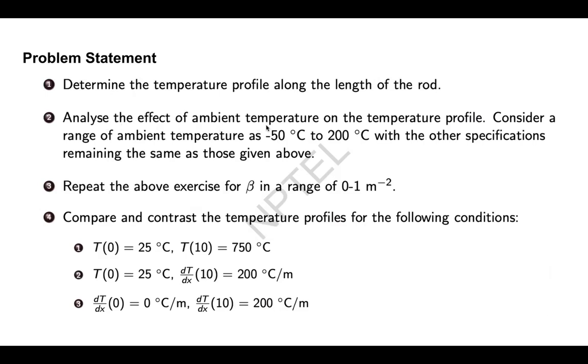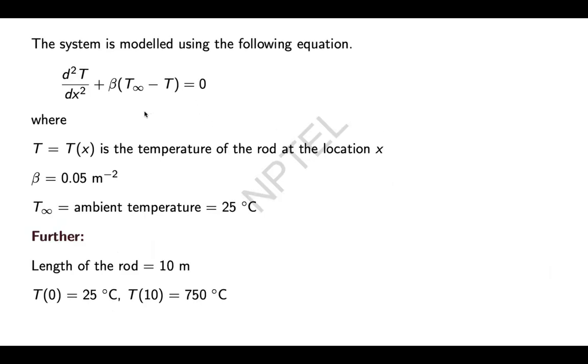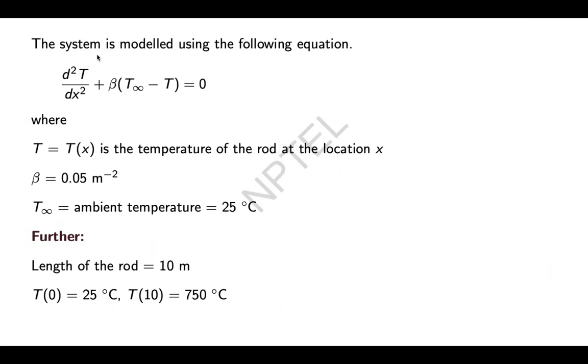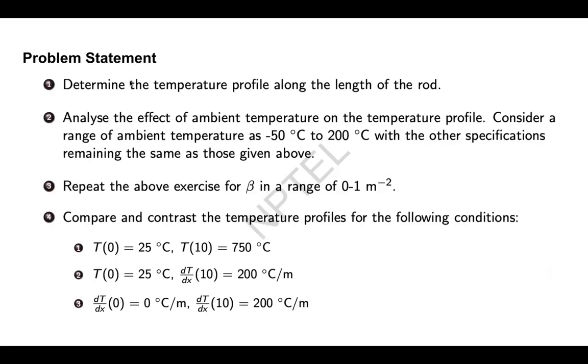Next is to analyze the effect of ambient temperature on the temperature profile. That is, ambient temperature is this T infinity. Earlier it was set to be 25 degrees Celsius. Now I'm trying to vary my ambient temperature within a certain range, that is from minus 50 degrees Celsius to 200 degrees Celsius, with all of the specifications remaining the same as those given above. So the only parameter that will be changing is the T ambient, which ranges from minus 50 degrees Celsius to 200 degrees Celsius.